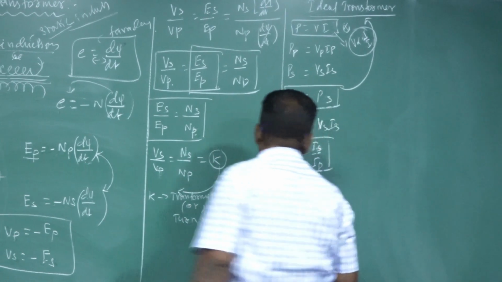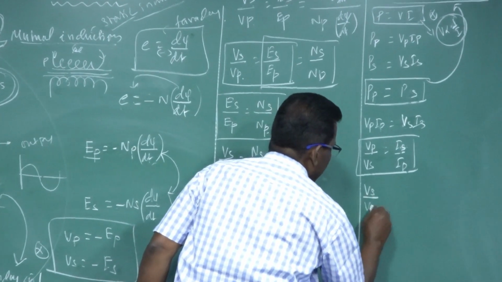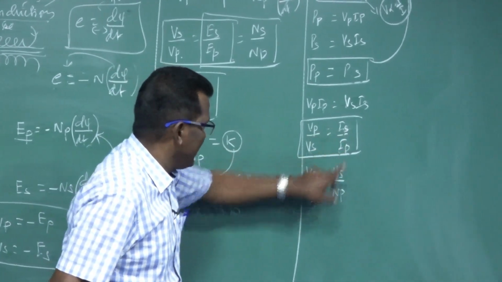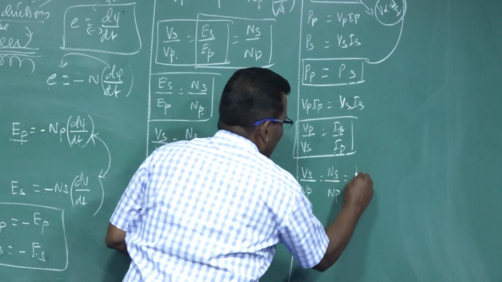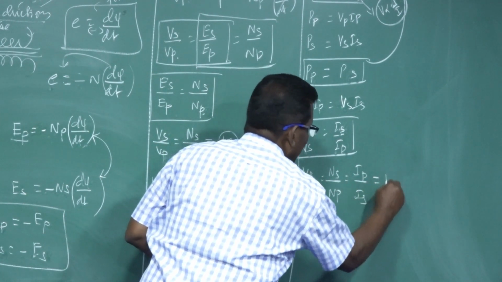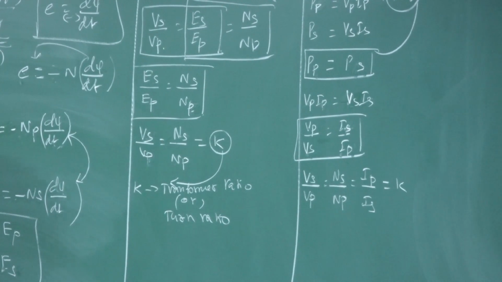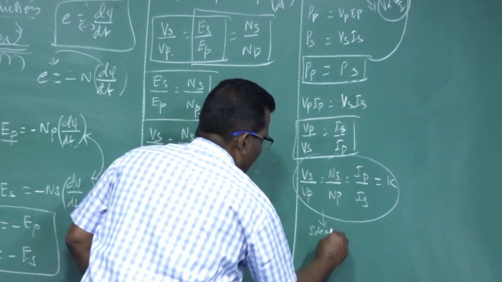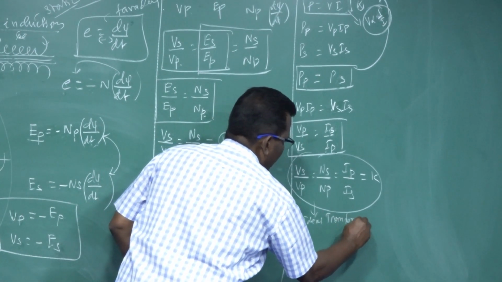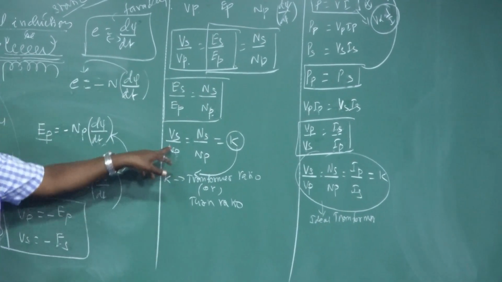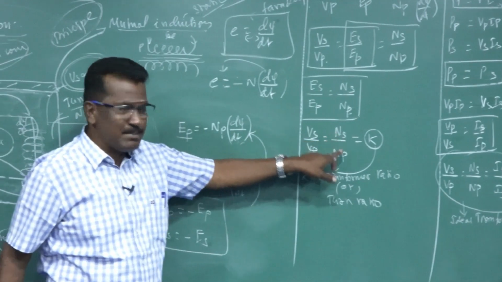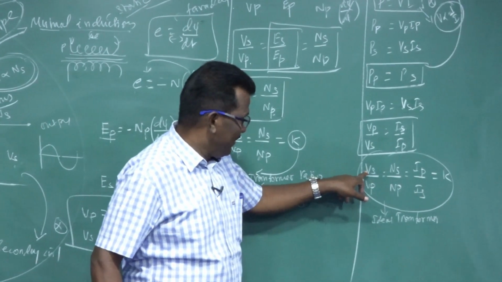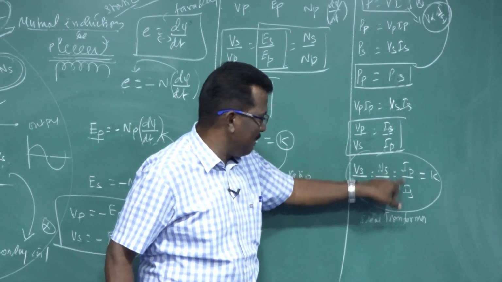Now compare: Vs by Vp, Ns by Np, and Vp by Vs is equal to Is by Ip. So Vs by Vp is equal to Ip by Is, and it is also equal to K. This is only for an ideal transformer. For a non-ideal transformer, Vs by Vp is equal to Ns by Np, but we cannot say it is ideal. But for the ideal case, Vs by Vp is equal to Ns by Np is equal to Ip by Is is equal to K.